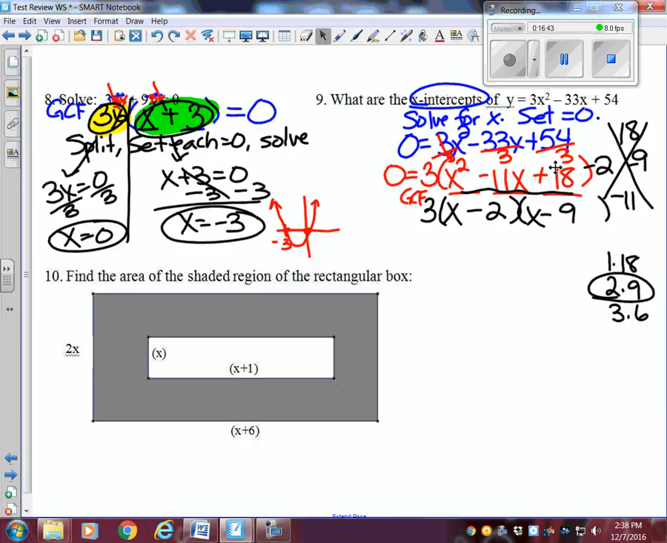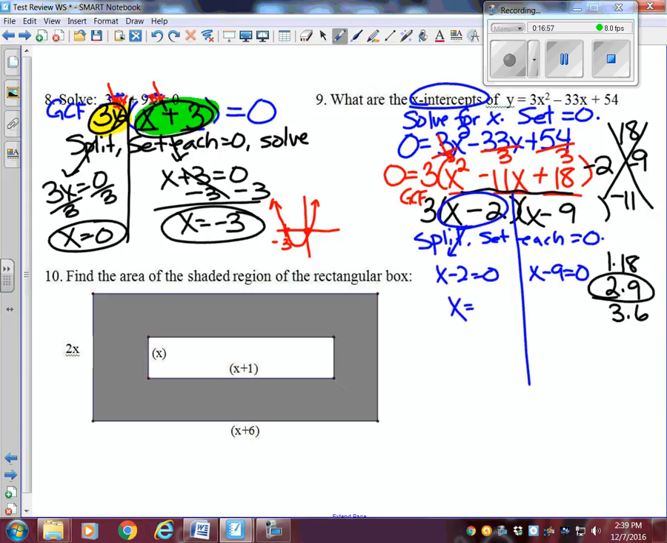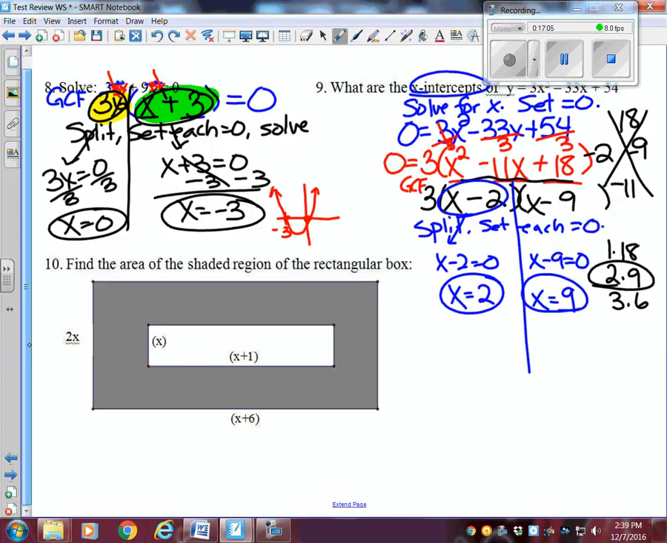Now I'm at the point where I have to split, set each equal to 0, and solve. It's a little bit of work, but you can do it. x minus 2 equals 0. x minus 9 equals 0. My answer is positive 2 and positive 9. Remember, they come out of the parentheses opposite.